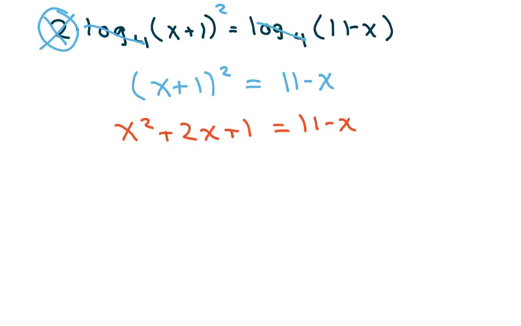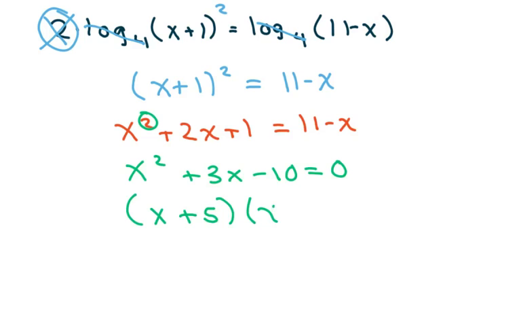Since it's quadratic in form, I'm going to move everything over and set it to 0. Add the x, you get 3x. Subtract the 11, and you get minus 10. Now let's factor, so you get x plus 5 and x minus 2 equals 0. So we get our solutions as x equals negative 5 and x equals 2.